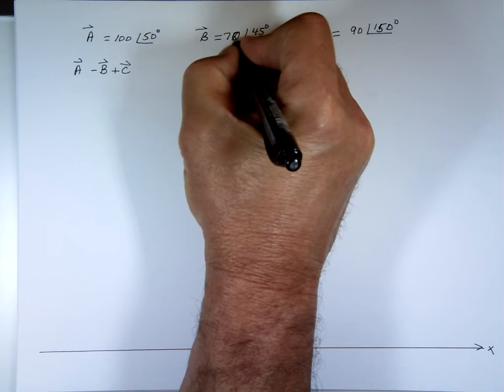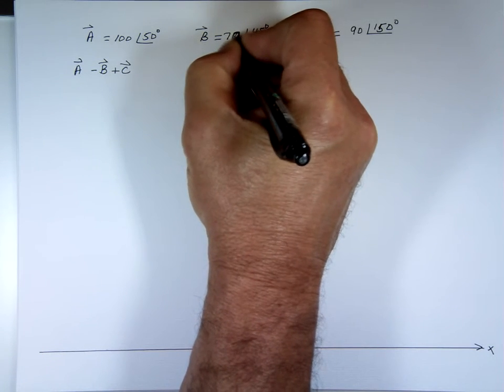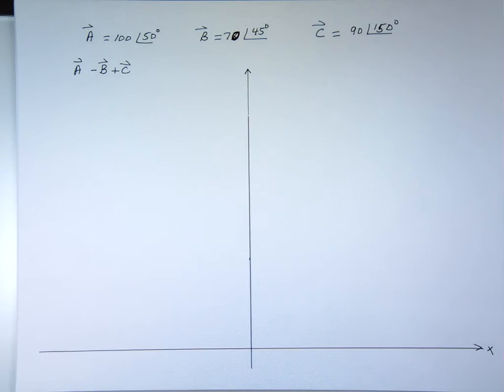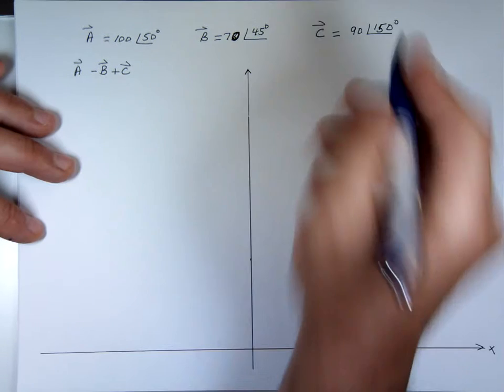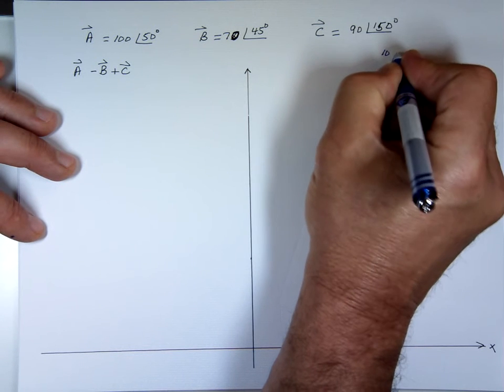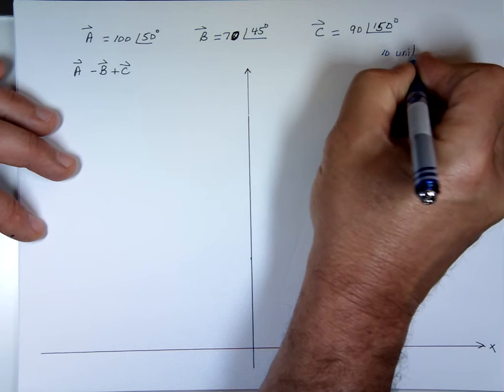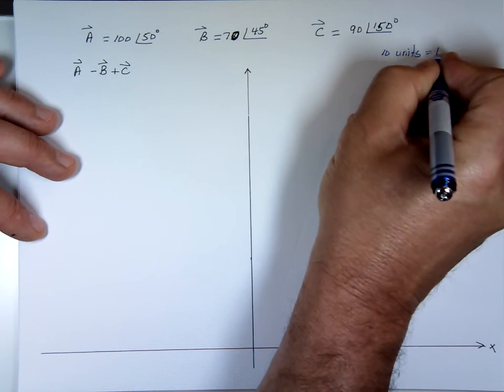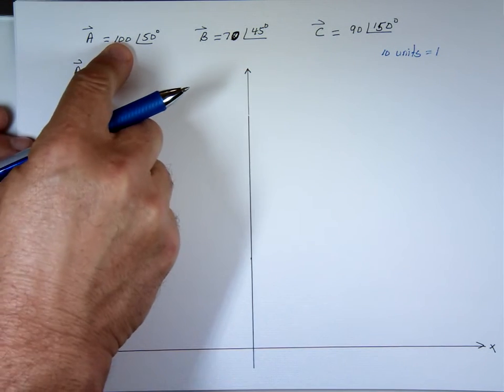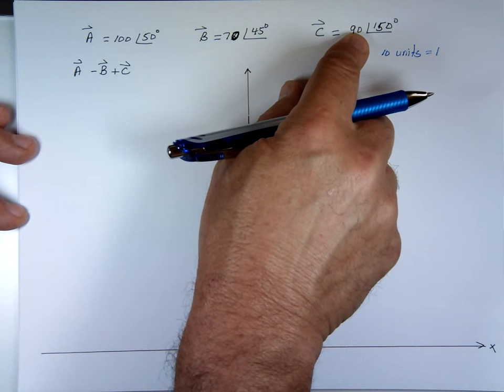This one is a different scale. I don't think it's always a 5, because you might think, oh, the scale is always a 5. No, the scale could be any scale you want to use. So I'm going to make my scale 10 units, 10, not 5, equals 1. So this will be 10 long. This will be 7. That will be what? 9. So I can choose any scale I want to.